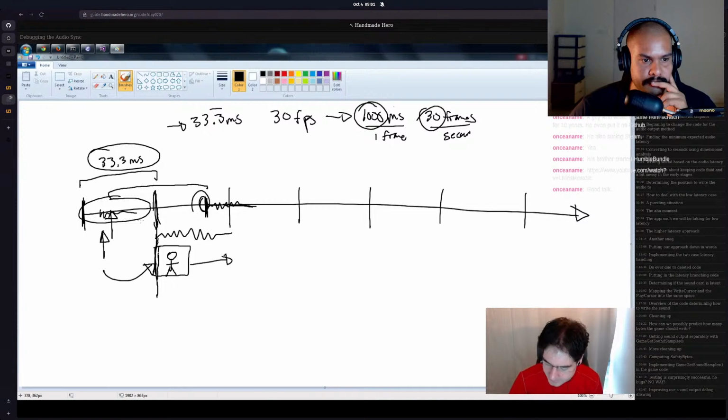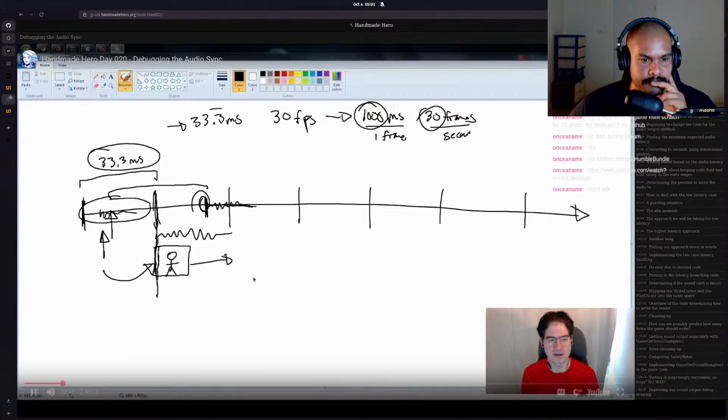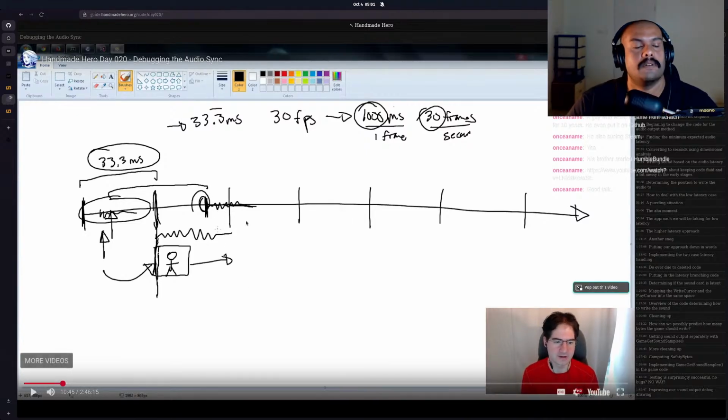But none of them are great. What we may have to do is just regress to a very basic sound loop and just accept the latency and accept that it's never going to be synchronized, or we can try to do something that is synchronized on a machine that's faster.